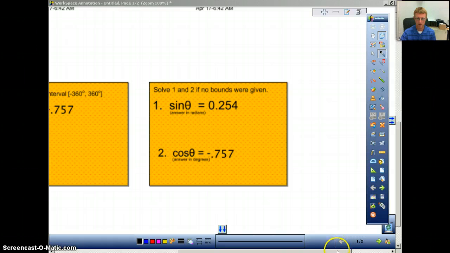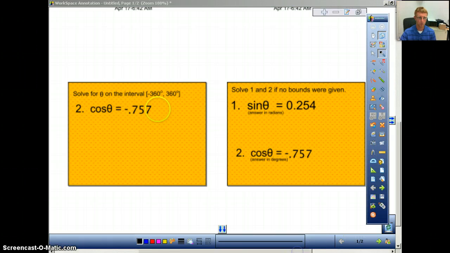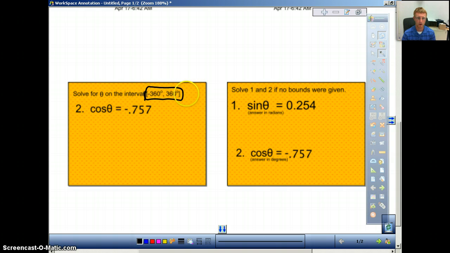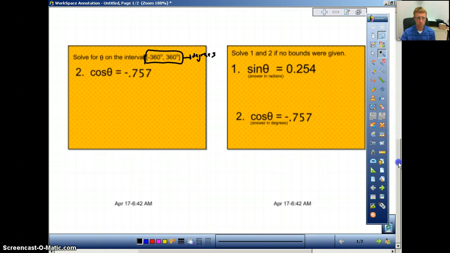Very, very similar idea here. We have the cosine of theta equals negative 7.757. But here, the first thing we want to notice is that this one is in degrees, so we want to make sure that our calculator is in degree mode. So again, let's do the same idea that we did before. We're going to do the inverse cosine.